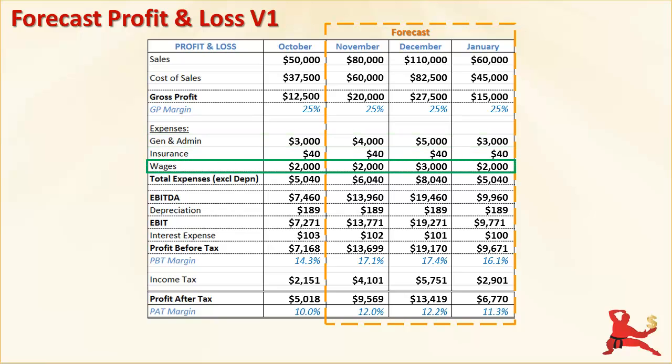We anticipate we'll have to pay overtime to our staff or hire additional casual staff in December. So we'll have a higher wages bill for December. Now, the profit and loss doesn't tell us anything about cash flow. We've got to do a cash flow forecast to figure that out.